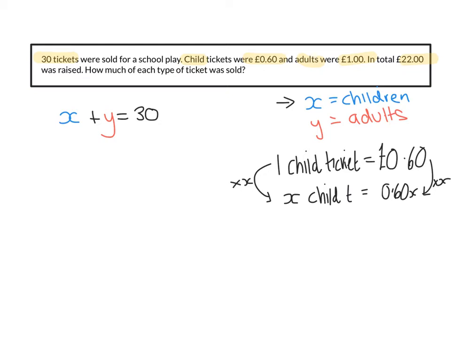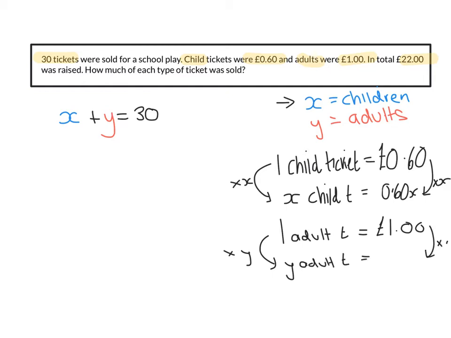And the other thing that I know is that one adult ticket is £1. And again, I don't know how many adult tickets I need, but I already said that there's going to be y adults there. So I'm timesing by y to get y adult tickets. So 1 times y is just going to end up being y.